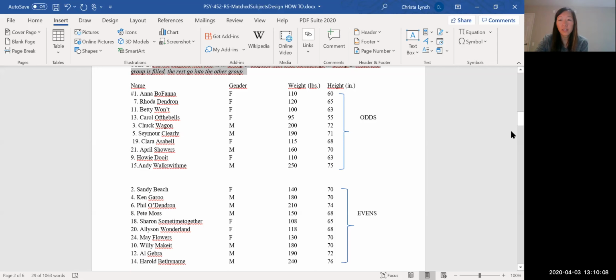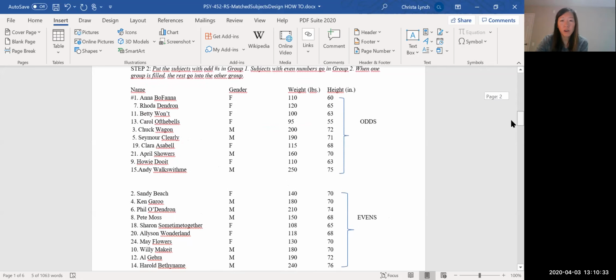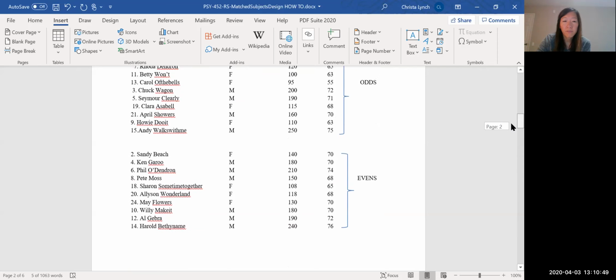I looked through the entire table, so I'm using this one now. Okay. So I looked through all of this, and these are divided by males and by gender. I'm now going to take the odds, right? So I'm going to have number 1, I'm going to have rhododendron, Buddy Won't, Carol Off the Bells. So all of those are being placed in the first group, which are the odd numbers. And so you can see that the gender is now kind of randomized. Definitely the other variables, weight and height, have changed. But this particular step, I just put the odds here and I put the evens down here. Okay.